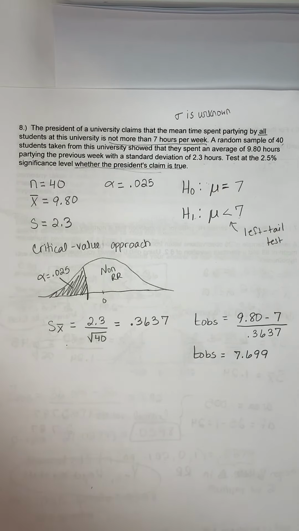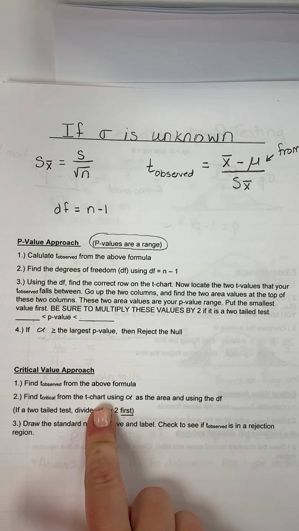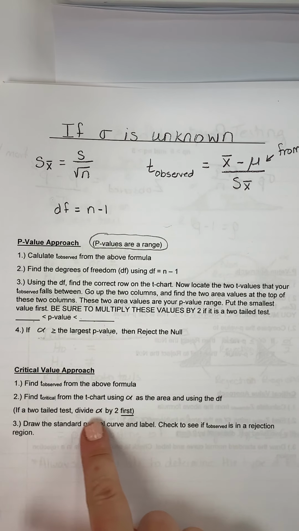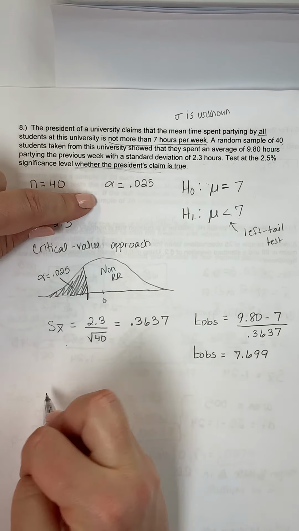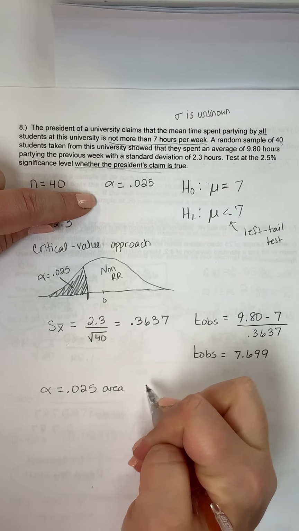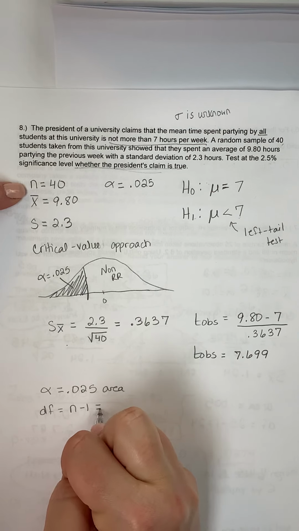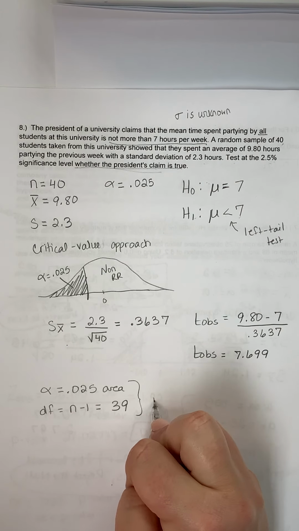All right, here we go. Step 2 in our little reference sheet: find T critical from the T chart using alpha as the area and the degrees of freedom. I don't have a two-tailed test, so I'm not dividing. Okay. All right, so alpha is 0.025, that's my area. Degrees of freedom, n minus 1, so 40 minus 1, I'm looking at 39. All right, let's see what we come up with for a critical value.